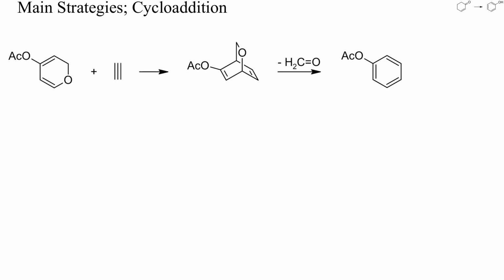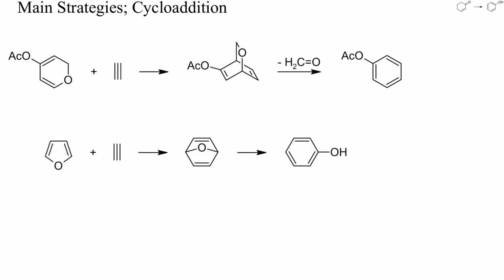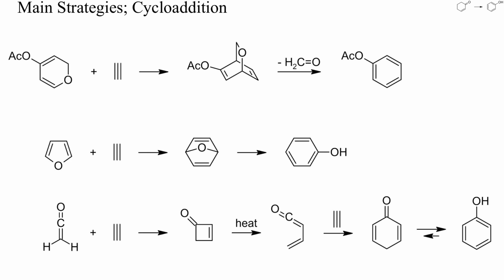Then phenols can sometimes be conveniently prepared by Diels-Alder cycloaddition of acetylenes to certain dienes. Protected pyranones, for instance, can react with alkynes in the way shown here to yield protected phenols. Also furans can react with alkynes and yield phenols by ring cleavage of the initially formed adduct. When cyclobutenones are heated, vinyl ketenes result, which can also react with alkynes and yield phenols.